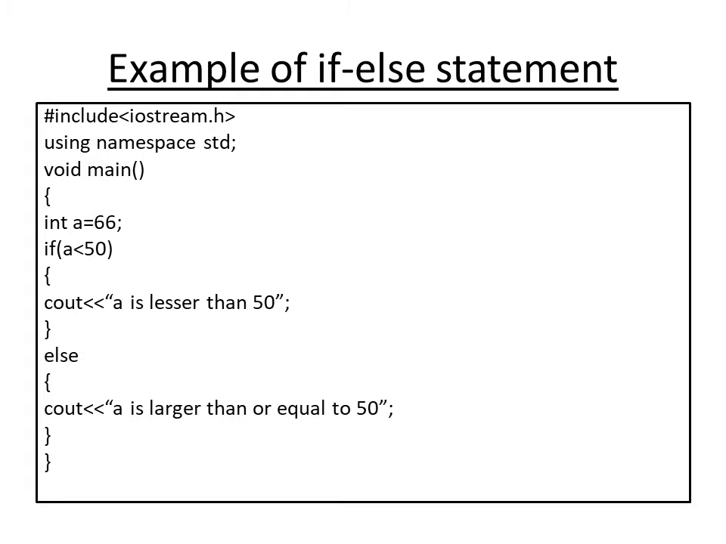The next is also a conditional statement. Else, 66 is larger than or equal to 50. If it was less than 50, if the condition was true, then the if statement's condition would have been fulfilled, but it's false, so the program went to the next statement, that is the else part. 66 is larger than or equal to 50.